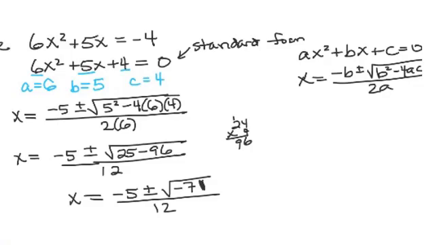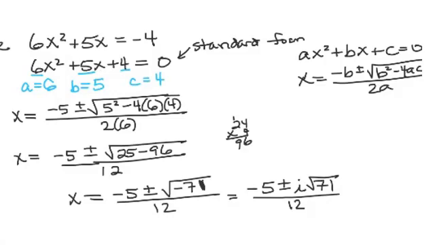Now we need to simplify the radical. What does it mean when we have a negative under a square root? If you have a negative under the square root, that's an imaginary number. So we're going to write it in i notation. So you immediately rewrite it as negative 5 plus or minus i times the square root of 71, all over 12. Make sure your fraction bar goes all the way across.